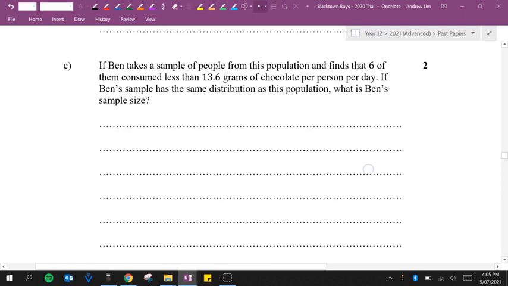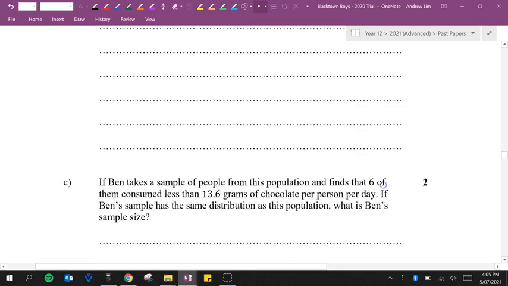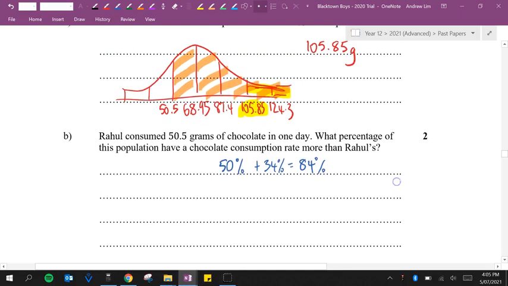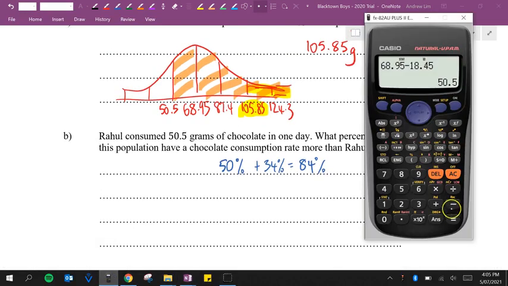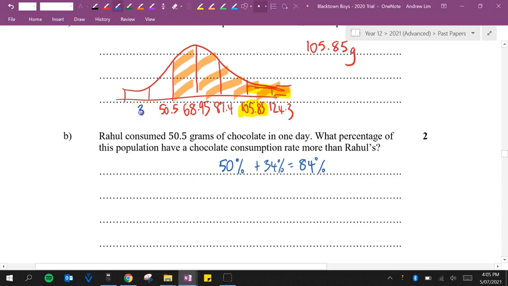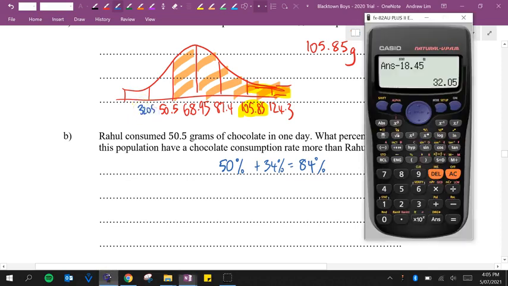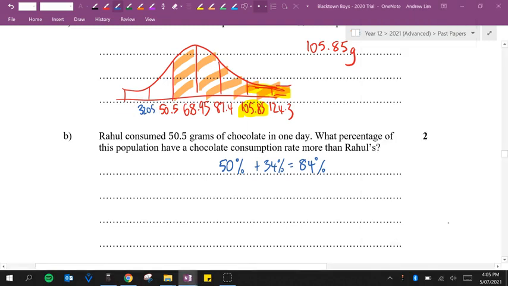Okay, and question C. If Ben takes a sample of people from this population and finds that 6 of them consumed less than 13.6 grams of chocolate per person per day, if Ben's sample has the same distribution as this population, what is Ben's sample size? So I'm going to go back to my bell curve. Let's fill the rest of this out. Minus 18.45, 32.05, and the 13.6.